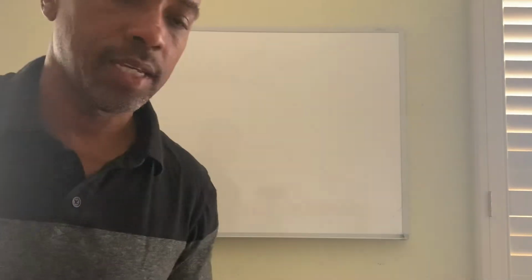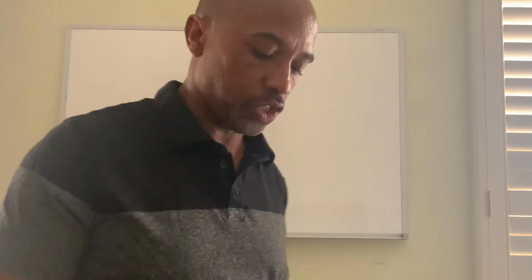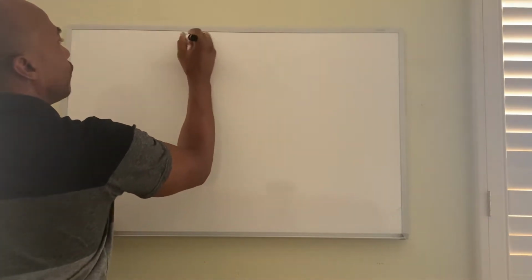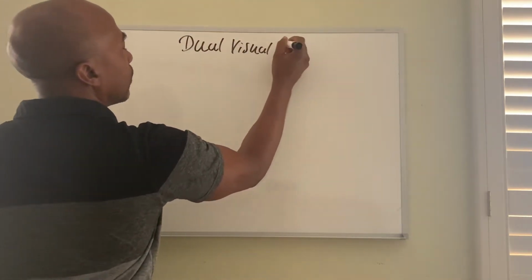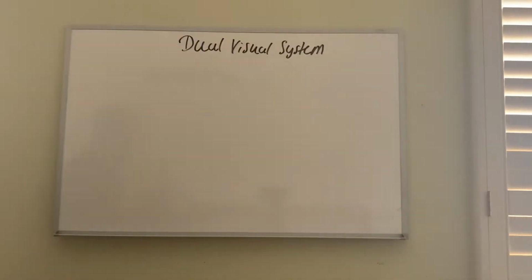Okay, so now we're going to talk about what's called the dual visual system. It's the system that uses rods and cones for different reasons. And then we'll also talk about color vision. Okay, so let's begin with what's called your dual visual system, or your duplicity theory of vision.